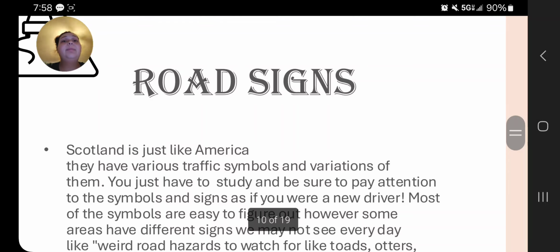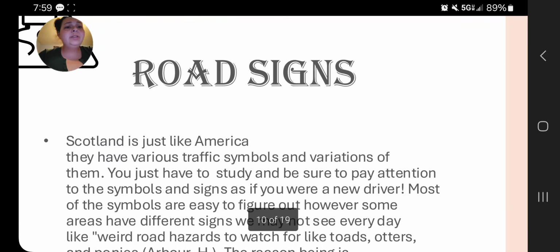So Scotland is just like America. They have various traffic symbols and variations of them. You just have to study and pay attention. That's wherever you go when you know you're going to be driving, whether you're going to Scotland or England. You need to pay attention to the roads. It can be easy, but it is also something you need to be attentive to. You need to pay attention while driving.